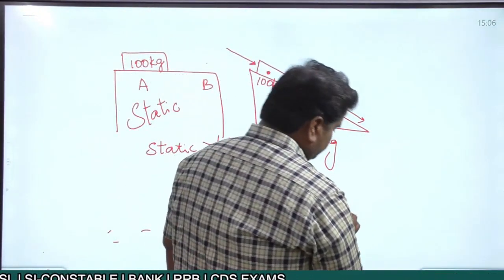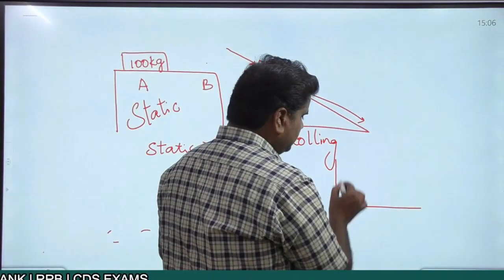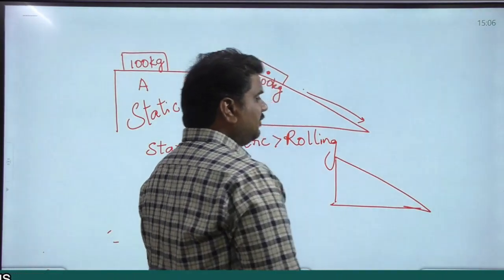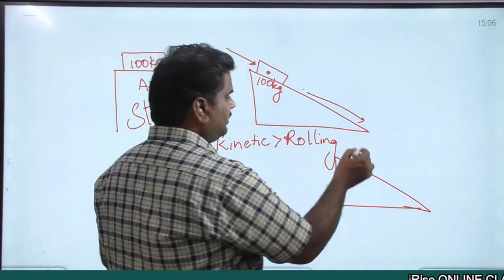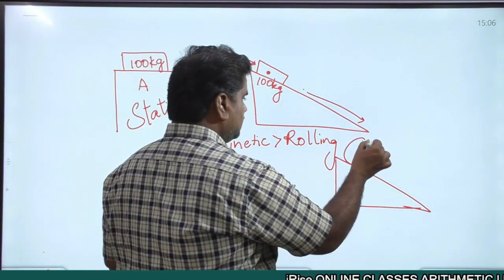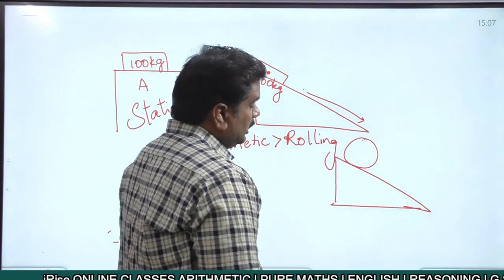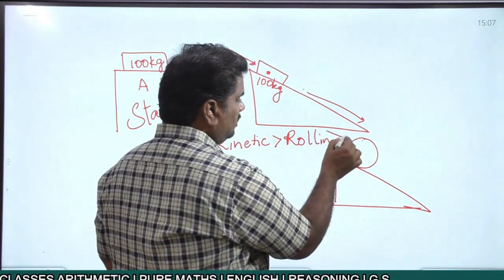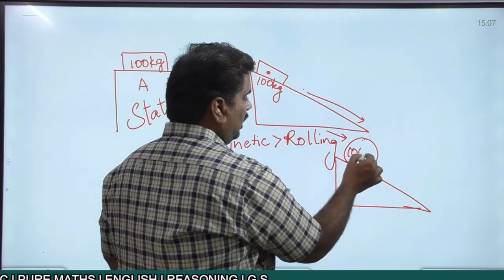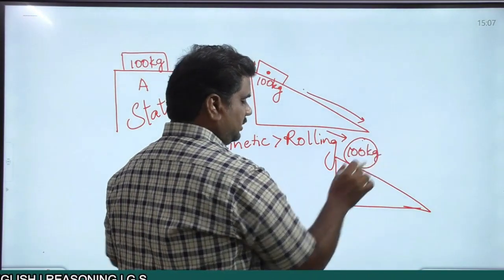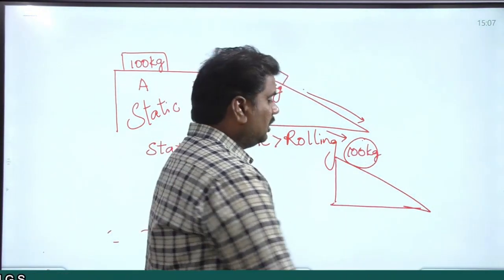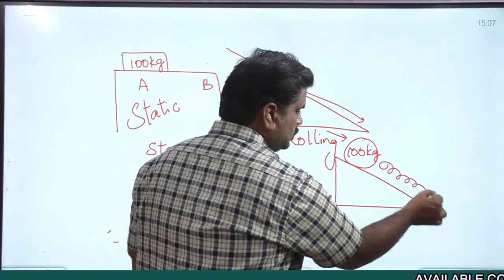Now the same thing on the same inclined surface. Suppose you are placing an object which is of 100 kgs, but it is shaped something like this. In that case, for this object of 100 kgs, you just apply the force for a certain amount of time, just push it and release it, and it starts rolling on its own.